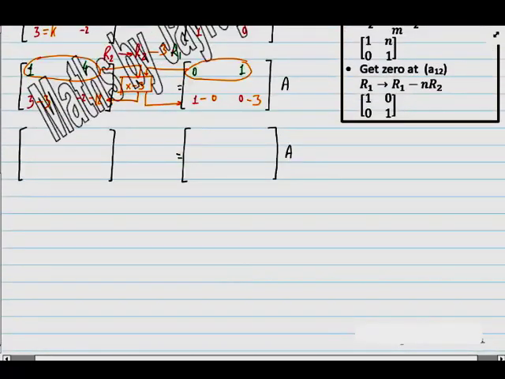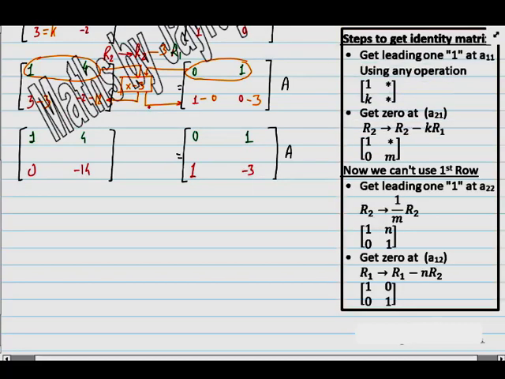Now it's time to simplify. Simplified matrix. First row will be as it is, 1, 4, 0, 1, and in second row we will get 0, minus 14, 1 and minus 3. So here we complete our second step. Now we can't use the first row. It's time to get leading one at A22 point, and for that we should take minus 1 by 14 common.